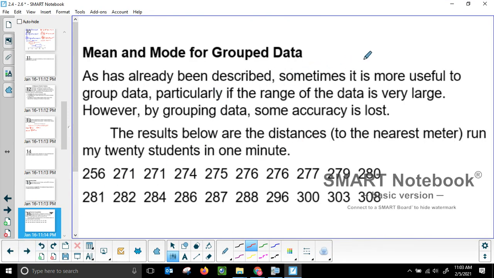All right, mean and mode for grouped data. As has already been described, sometimes it is more useful to group data, particularly if the range of data is very large. However, by grouping data, some accuracy is lost. The results below are the distances to the nearest meter run by 20 students in 1 minute. So it gives us all of this data here.